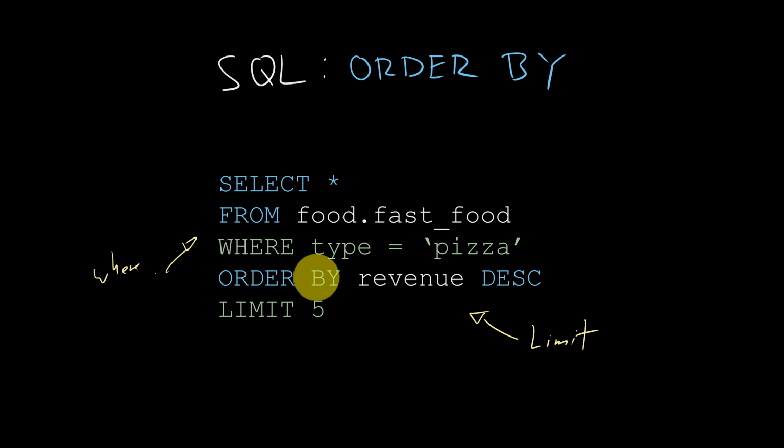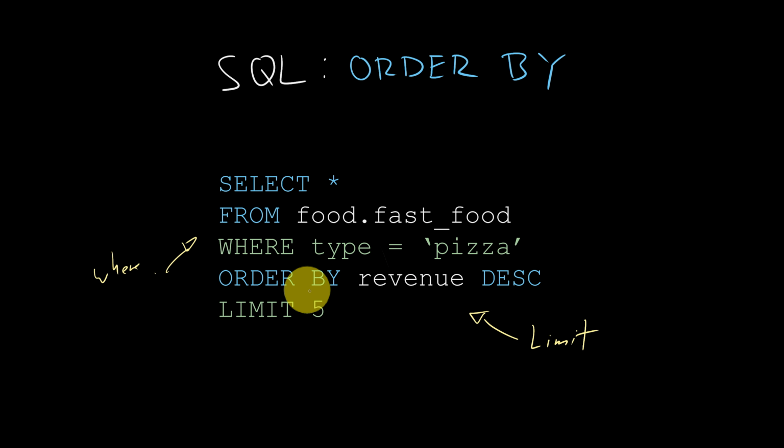So here we say where type equals pizza. That means I only care about fast food restaurants that serve pizza, or that are of the type pizza. And then again, I'm ordering it by revenue, and then I also limit by 5. So what this query gives me is the top 5 restaurants that serve pizza. So as you can see, combined with filters and limits and other stuff that you'll see, it's going to get pretty powerful. You can get a lot of insights from just SQL queries.